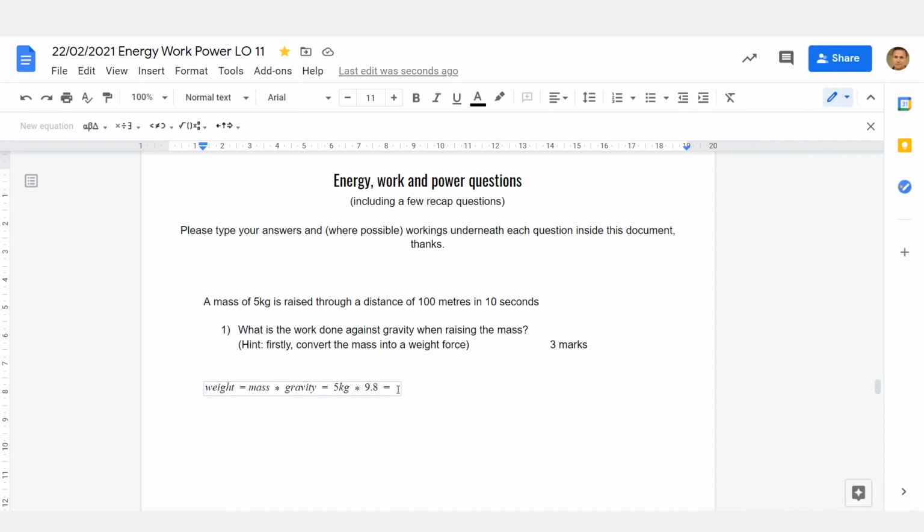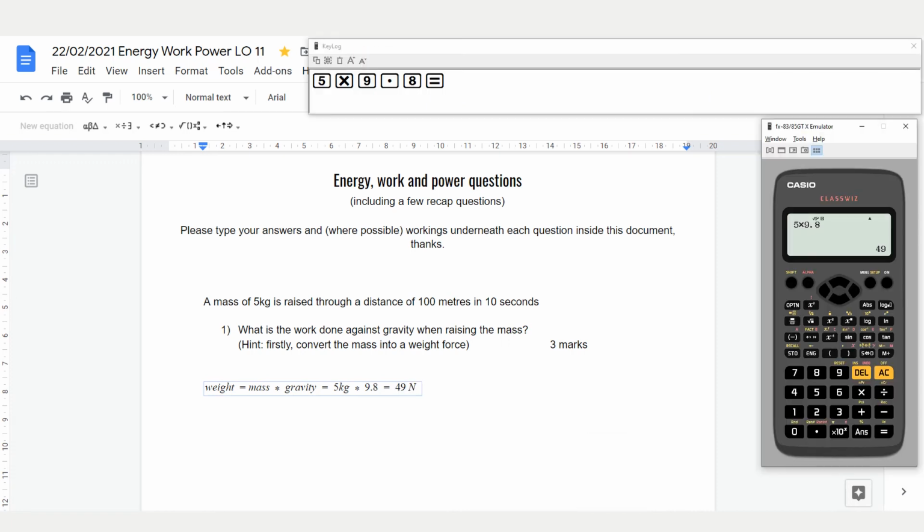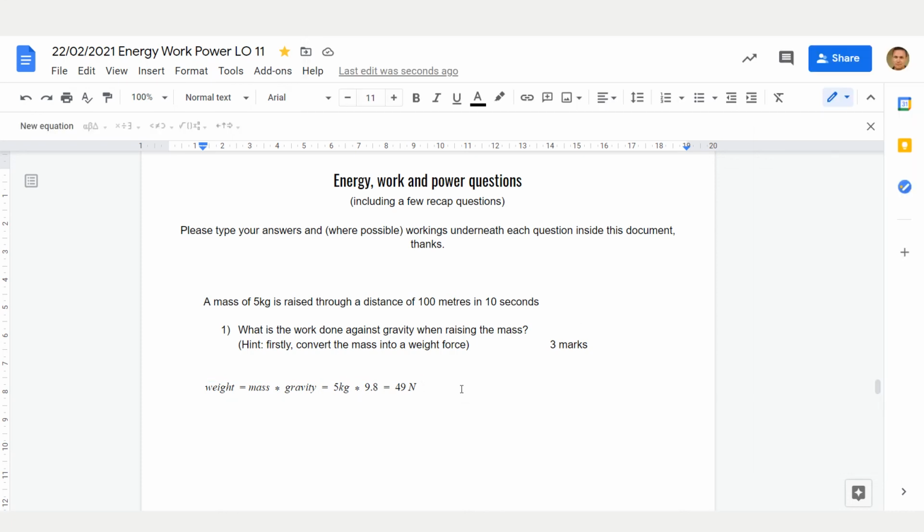49 what though? 49 newtons, because it's a force. A weight is a force and it's measured in newtons. All that tells us is the force that we're going to be dealing with when we do work done.